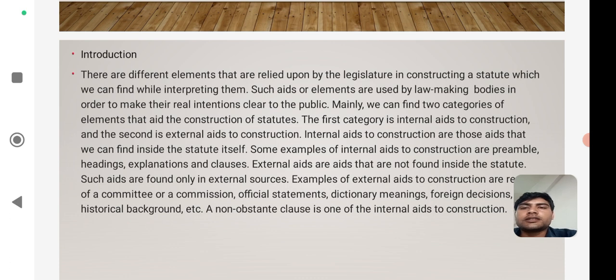And external aids are those that are not found inside the statute. Examples of external aids to construction are the committee or commission, official statement, dictionary meanings, foreign decisions, historical backgrounds, etc. Non-obstante clause is one of the internal aids of construction.